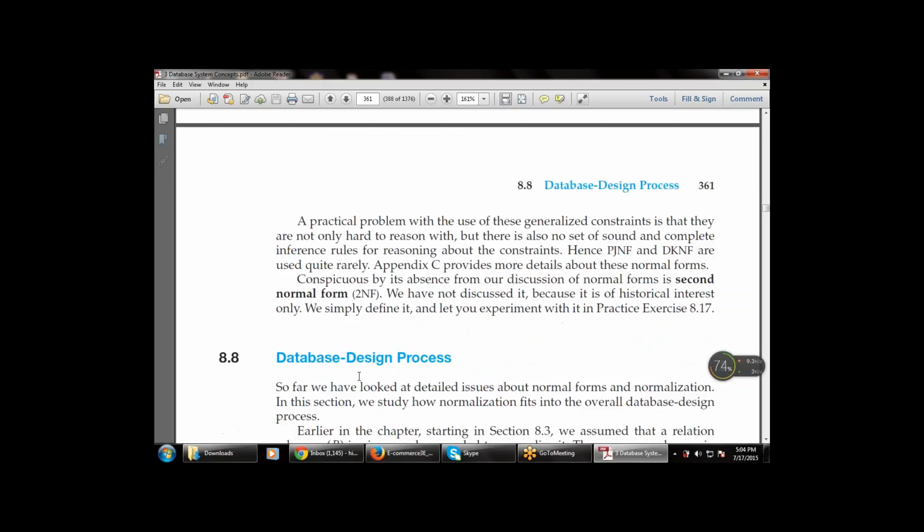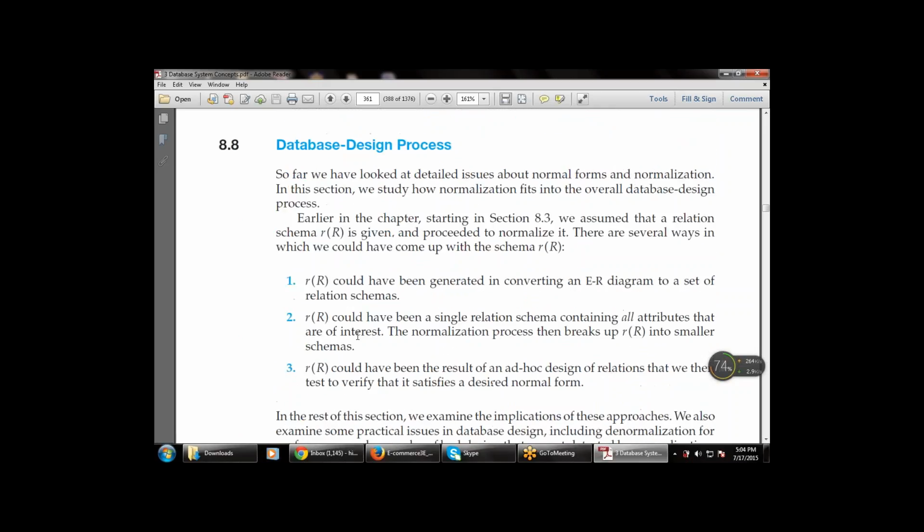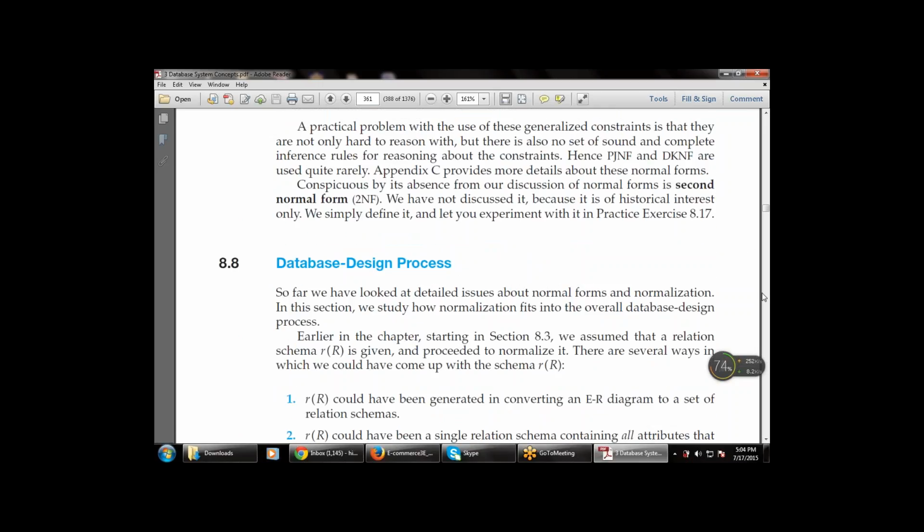From this discussion of normal forms, second normal form is of historical interest only. Now next is the database design process. What are the various design processes available in database design? Let's take a break, then move to this topic, the various processes available for database design. Let's take a break right now.